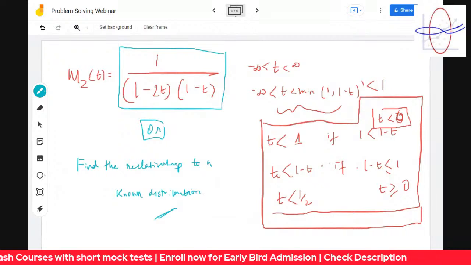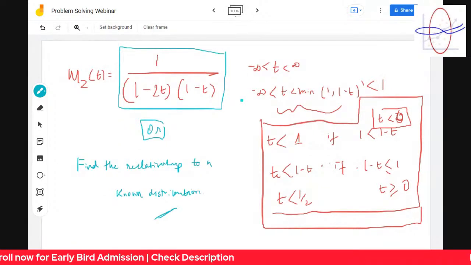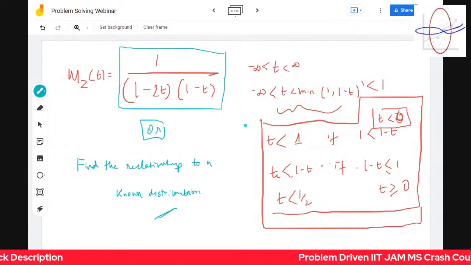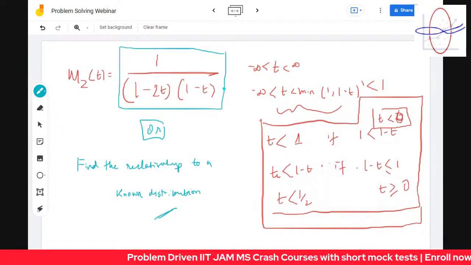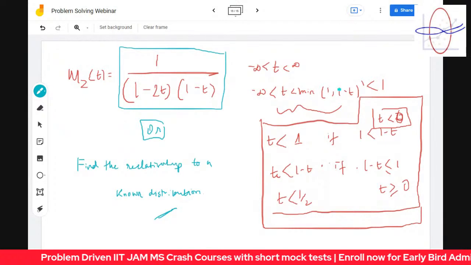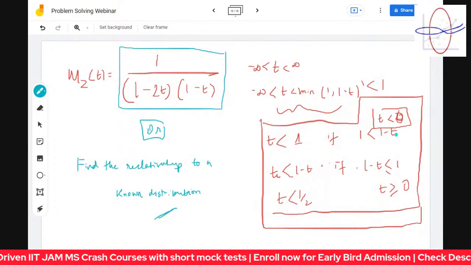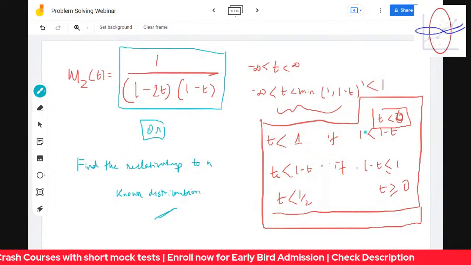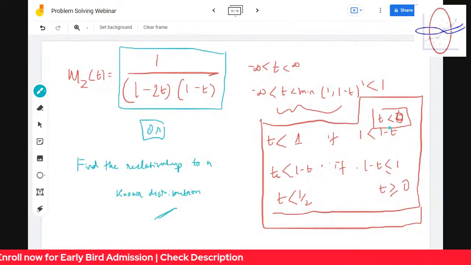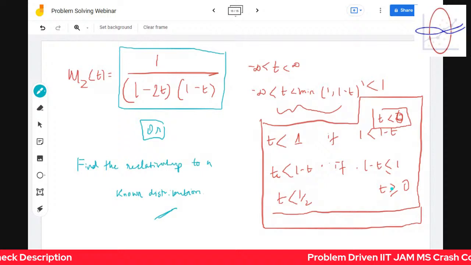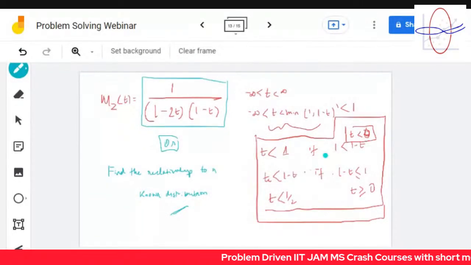There's a reason to that. So can partial fraction help? It's just an intuition. Partial fraction can help, but partial fraction, okay, just give me a minute. Just give me a minute.